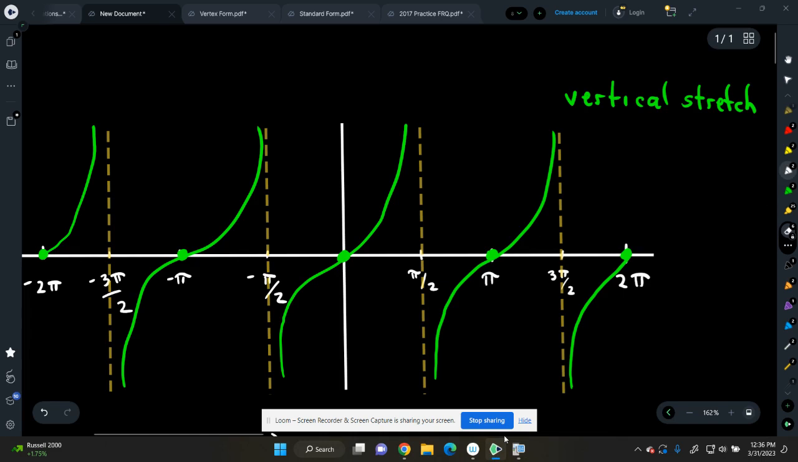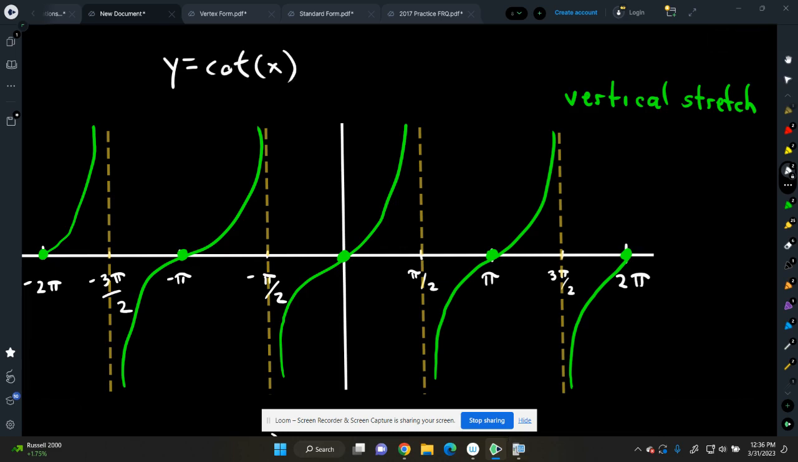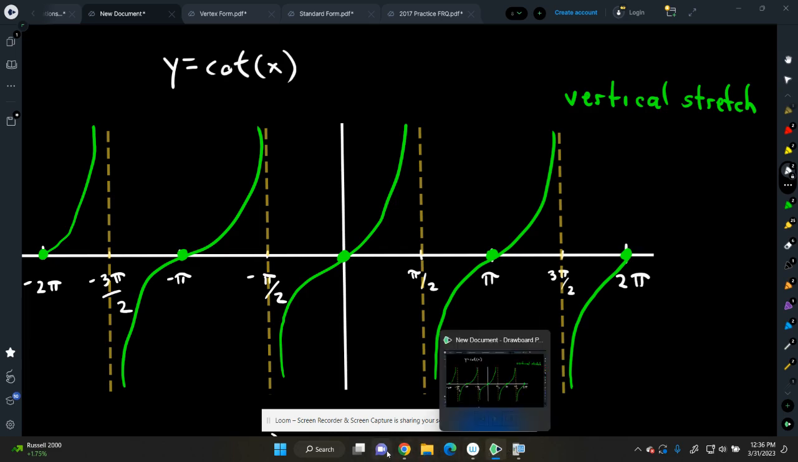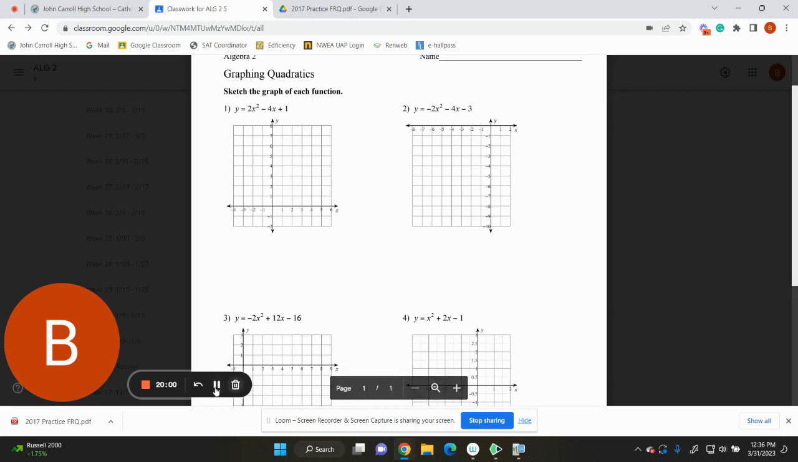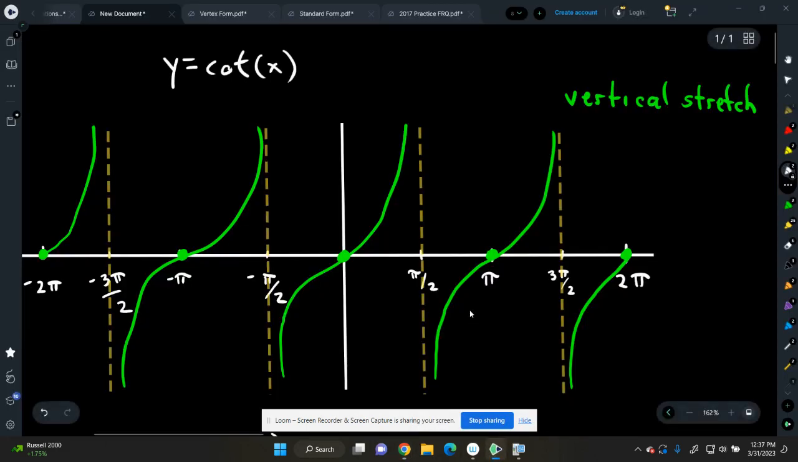Okay, what do you think? Actually, I think I'm going to have you just talk to your person next to you. What do you think y equals cotangent x will look like? I'm going to give you like a minute to discuss it. Think about what we just talked about. Think about your asymptotes. Think about your zeros, all that stuff. I like the conversation I'm hearing. I'm hearing you guys really think about it.